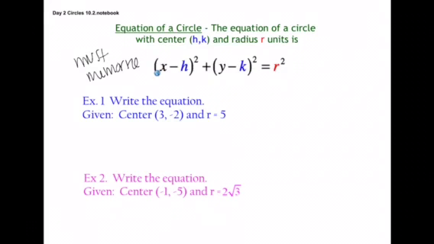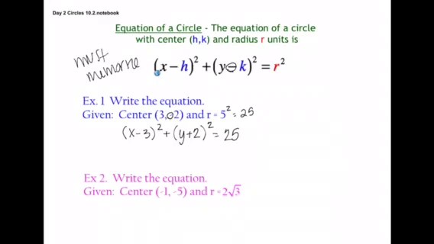Example number 1 says write the equation given the center and the radius. So we know our equation is (x minus h) squared. We have a positive 3, so we can write (x minus 3) squared plus (y, a negative, and a negative changes to a plus 2) squared, and r squared equals 25, so we set it equal to 25, and we just wrote the equation of this circle.